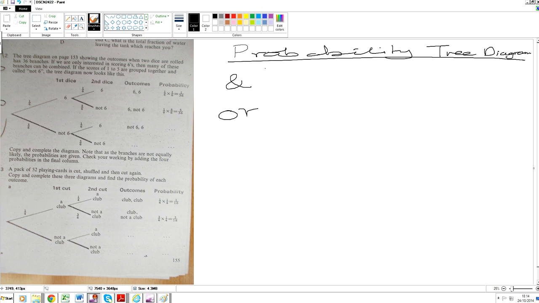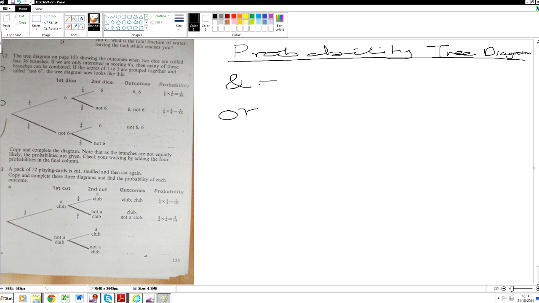In probability, when we use the word "and", Mr. Fassa, what does it mean? So, "and" refers to times, and the "or" refers to plus. Hold on. Okay. So when we mention the word "and" in a probability question, we're talking about multiplying probabilities. When we talk about "or", we're talking about adding the probabilities.